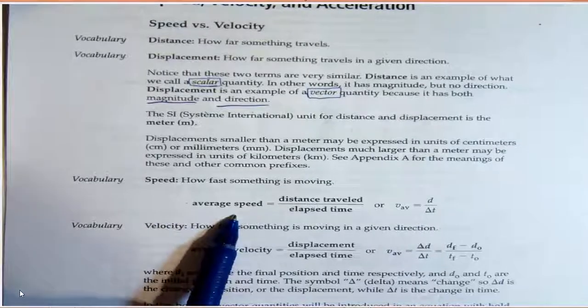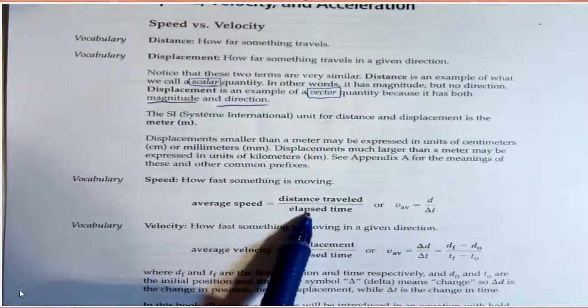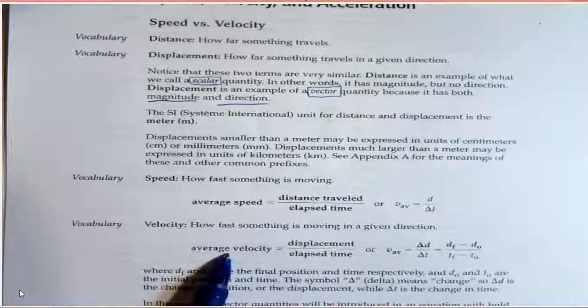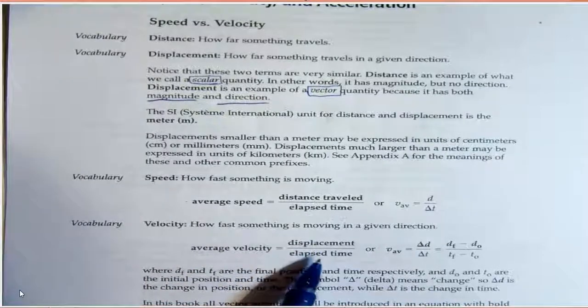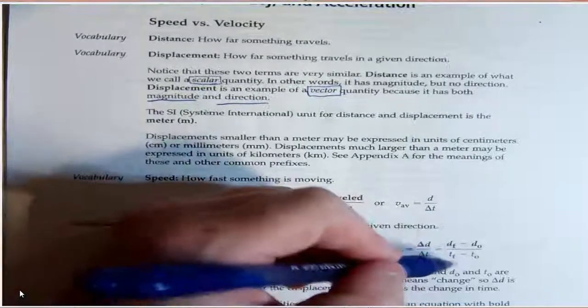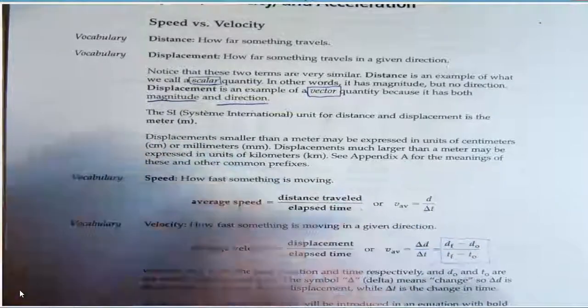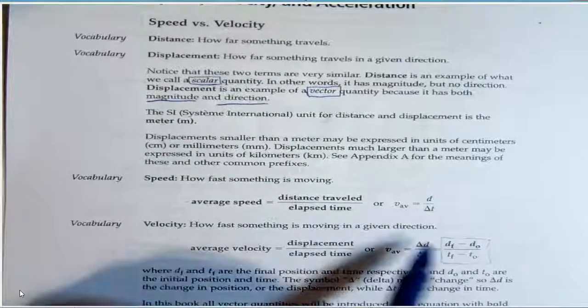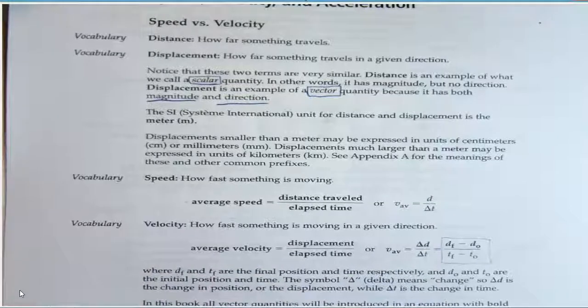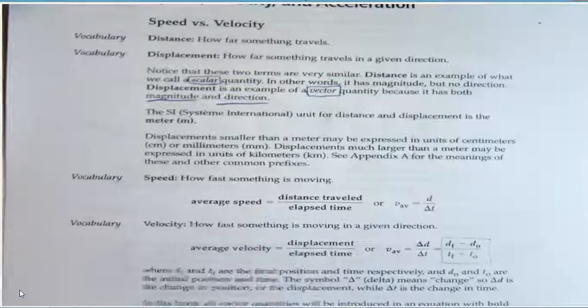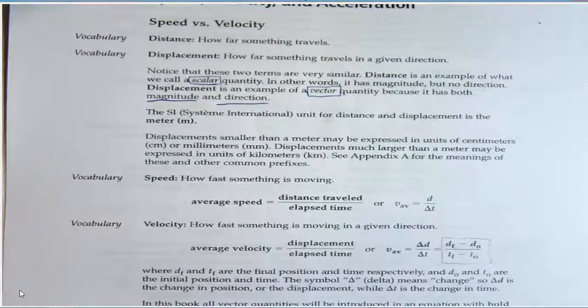Average speed is distance traveled divided by time. Average velocity is displacement divided by time. And this right here is sort of your final formula, what it looks like if you break this up a little bit, okay? With that being said, we'll go over a few examples in the next video, and let's rock and roll. You guys are going to do great.